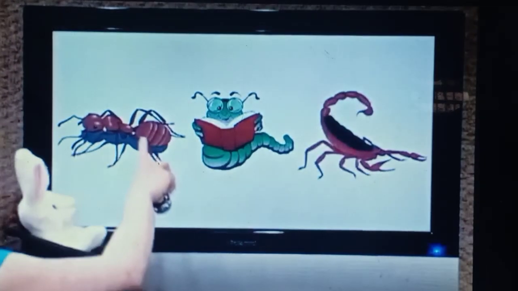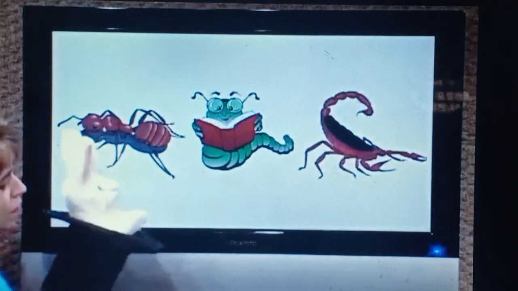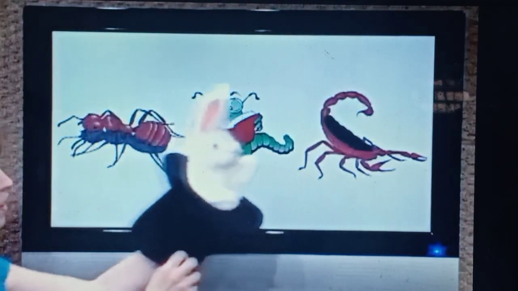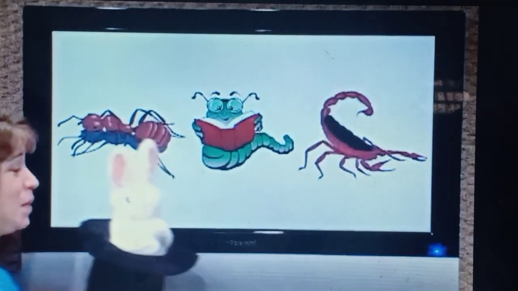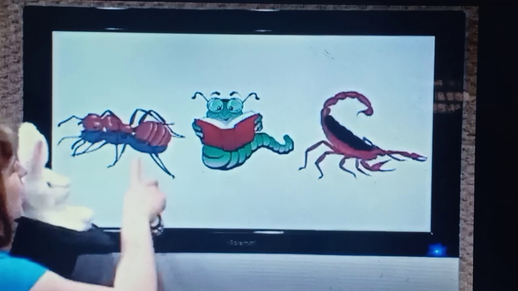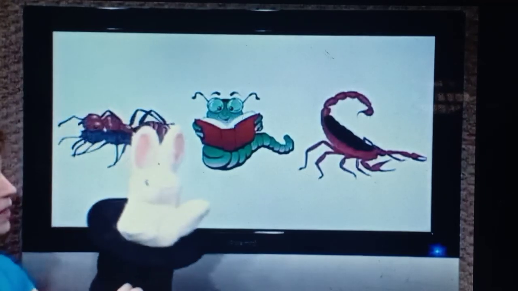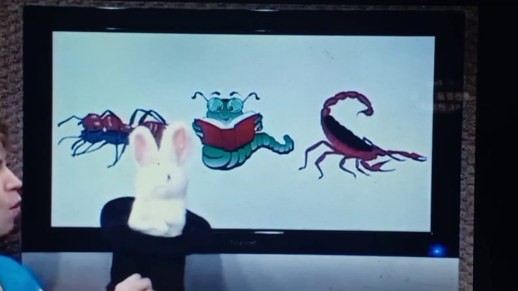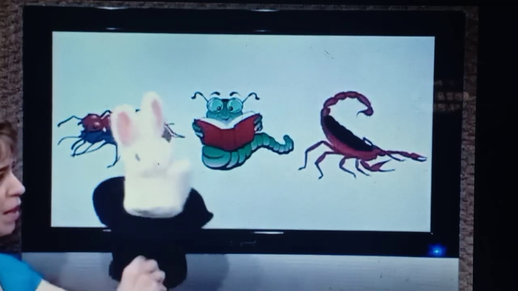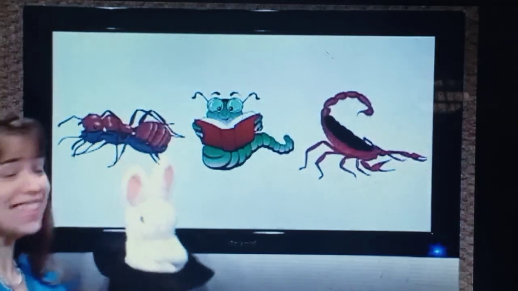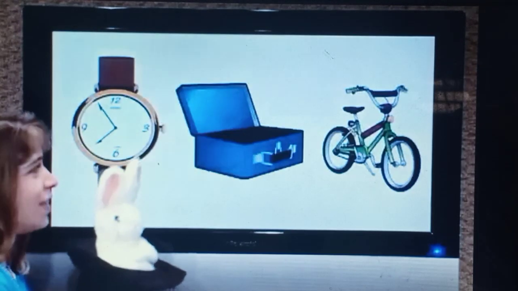Let us try another. Ant, worm, scorpion. Oh, that was scary. I don't want to meet the scorpion. Now, which of these pictures starts with the W sound? Worm. Worm starts with the W sound. This worm is reading a book.